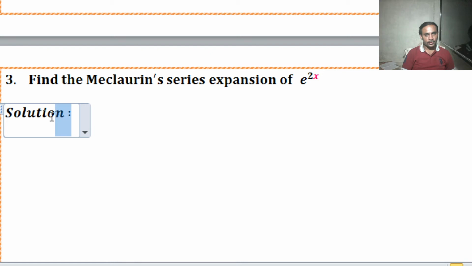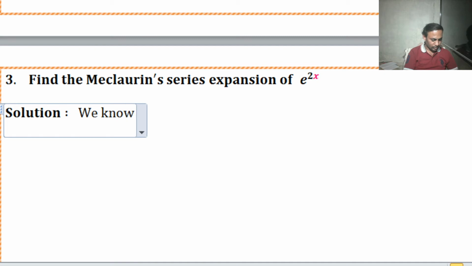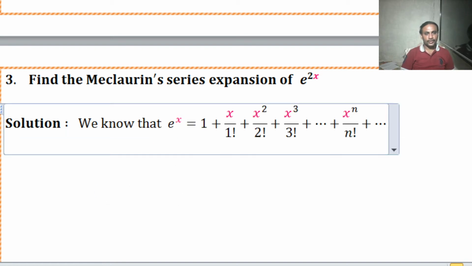In solution, we know that the series expansion of e raised to x is 1 plus x upon 1 factorial plus x square upon 2 factorial plus x cube upon 3 factorial plus and so on.